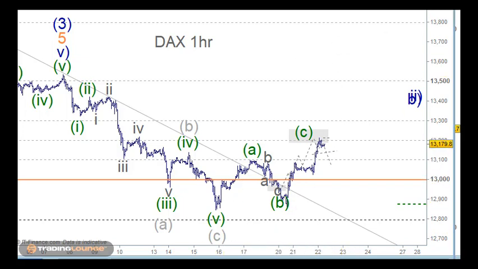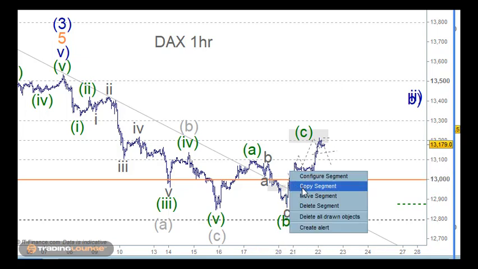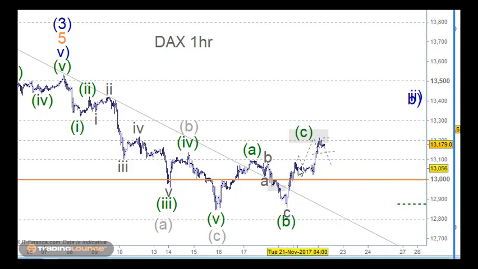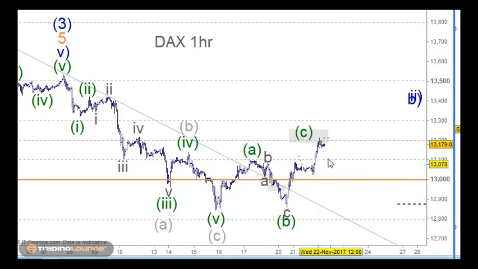So we knew that we had wave A up here. We were looking for an ABC here. It went a little bit lower than expected, and most markets did across the world. So I can just clean these up. We were looking for a move higher here, and we've got that move. I'm going to be counting this very shortly, just a bit of housework.